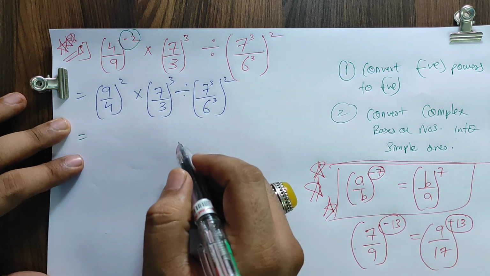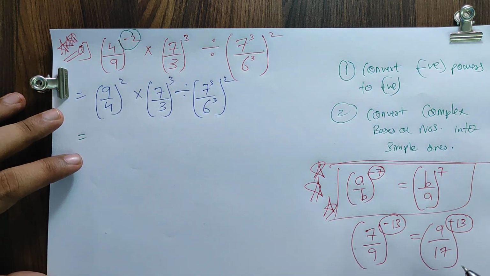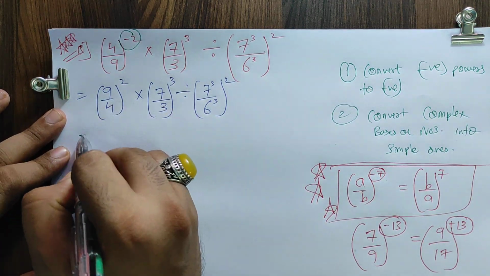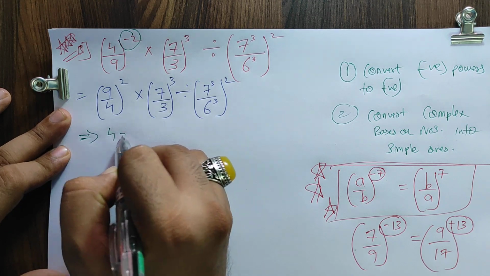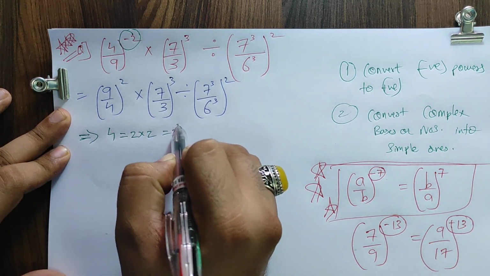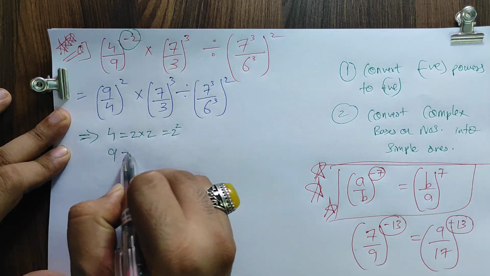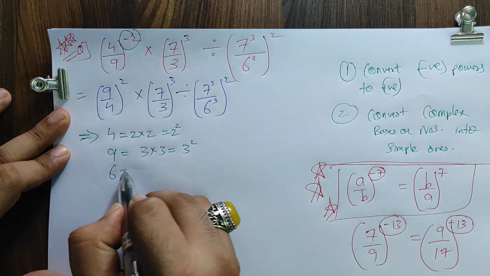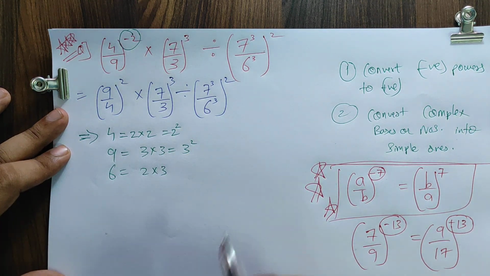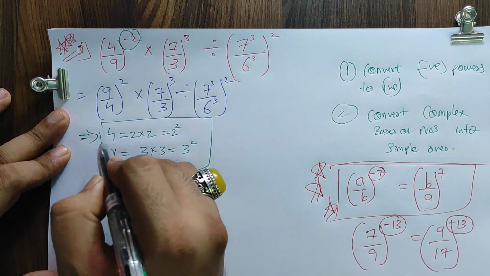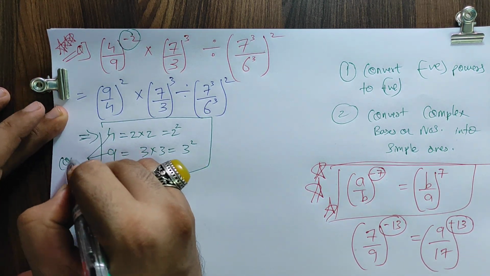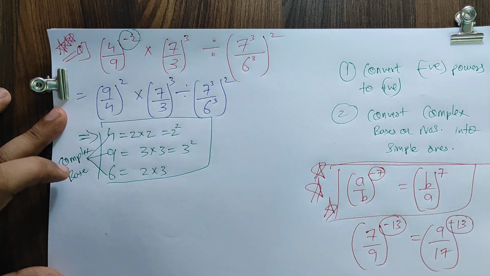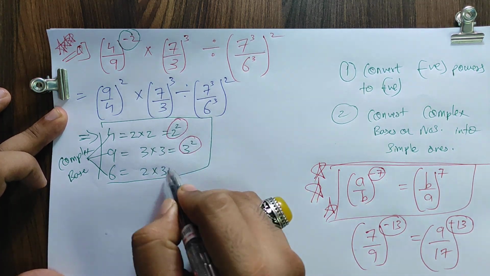Okay. Next. Now, as I told you, the best way is to convert these complex bases into simple bases. See here, which are the complex bases over here? Pay attention. This 4 can be written as 2 multiplied by 2, which is 2 squared. This 9 can be written as 3 into 3, which is 3 squared. This 6 can be written as 2 multiplied by 3. That's it. 7, we cannot expand it. So these numbers, 4, 9 and 6, are called complex bases, and these over here are the simple ones.